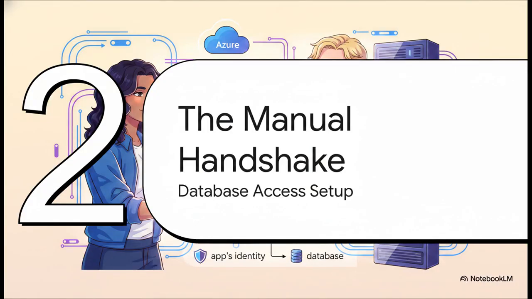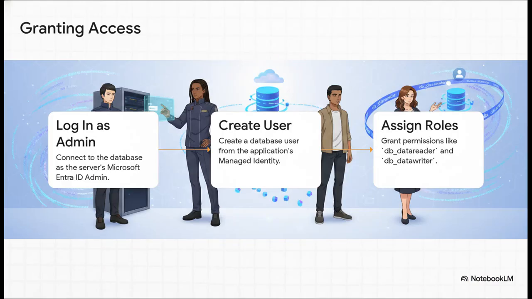Now, before we jump into writing a bunch of code to automate this, it's really important that we understand the process manually. This is the logic our script is going to perform later on. Think of it as the foundational handshake between your app's new identity and the database. This manual process is really just a simple three-step dance. First, you have to log into the database as a very special user, the Microsoft Entra administrator for that SQL server. Only this admin has the power to create users based on other Entra identities. Second, you create a database user, but you map it directly to your application's managed identity. And finally, step 3, you just grant that new user the permissions it needs, like reading or writing data.